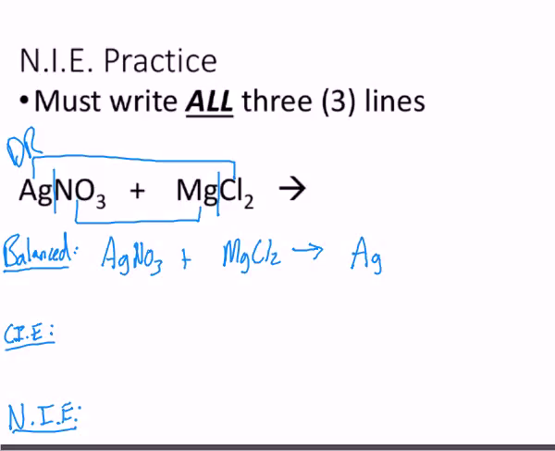So, what do we have to go back to every single time? Go back to your crisscross method. What's the charge on silver? That would be +1. Chloride is going to be? -1. So our formula then from those two ions is going to be what? AgCl. All right, plus, go back to your charges.